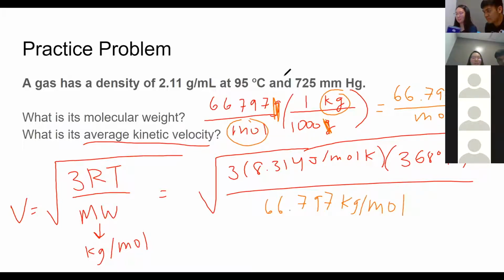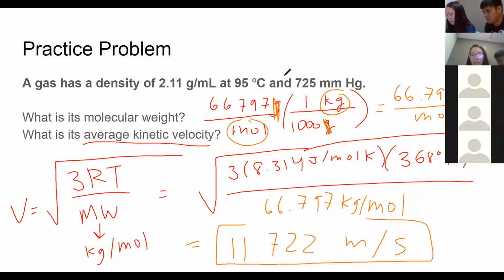And now all we've got to do is punch it in the calculator. So I'm going to do 3 times 8.314 times 368 over 66.797. And hopefully you should get 11.722 liters per second. It's actually pretty fast for a molecule.